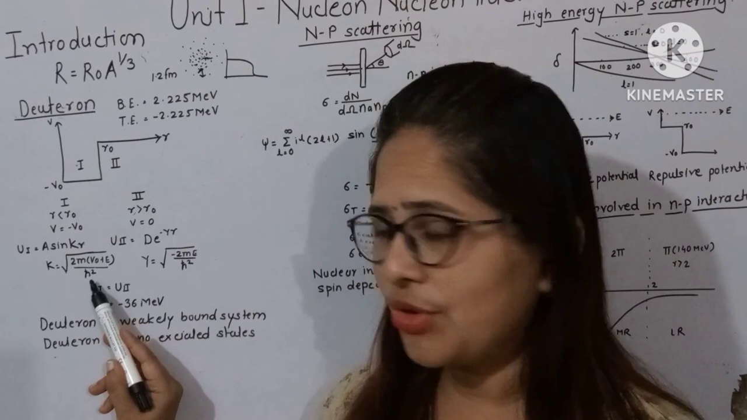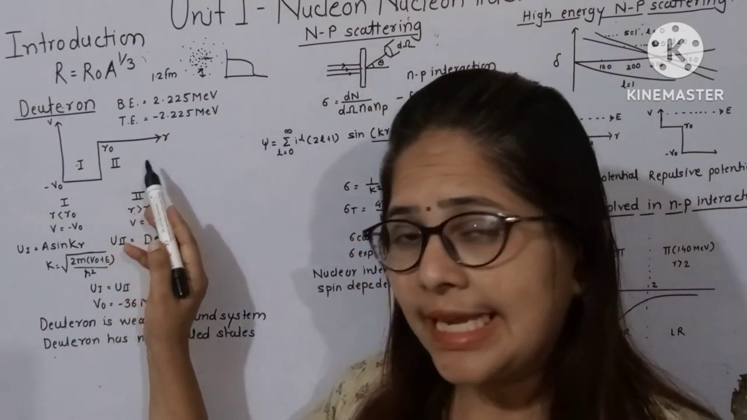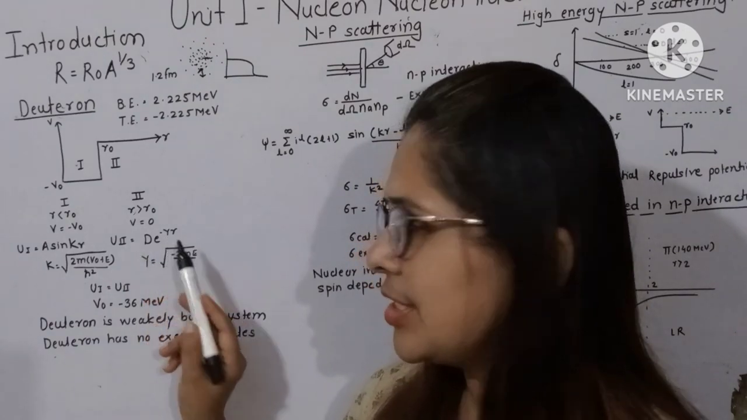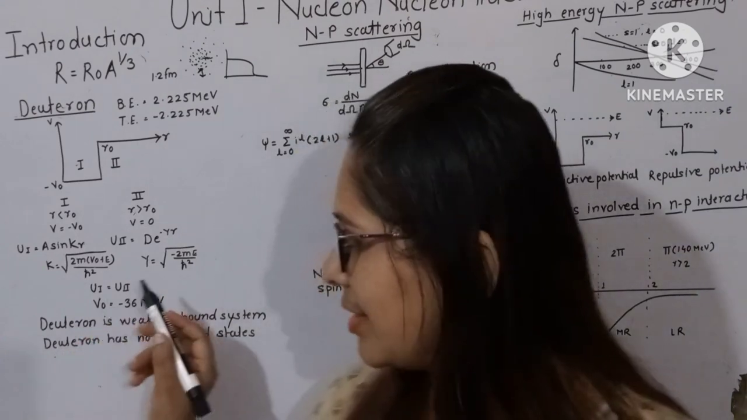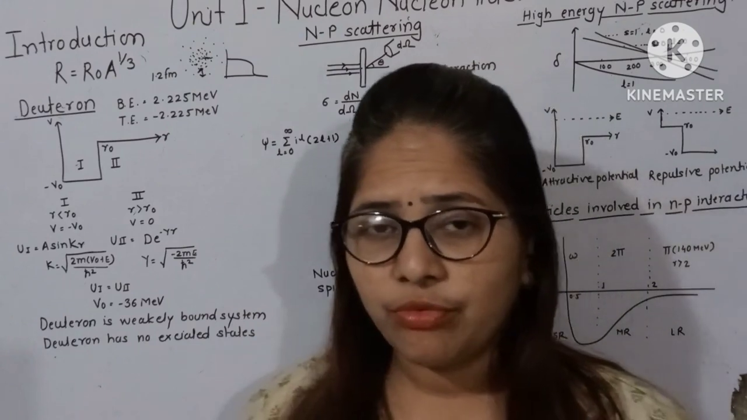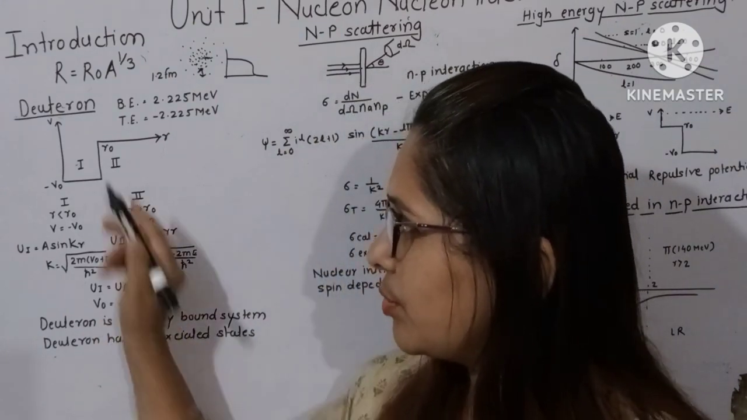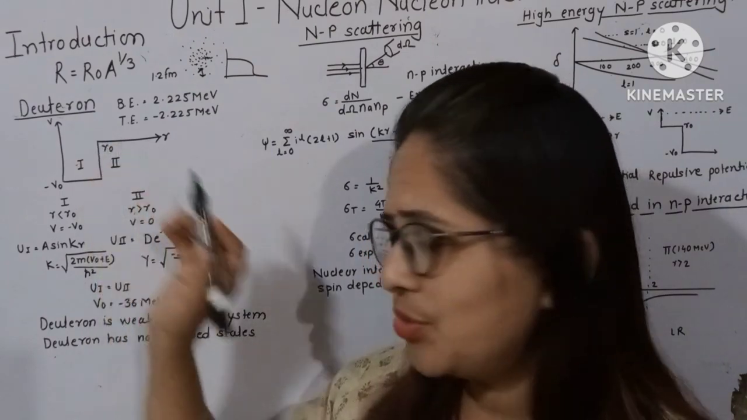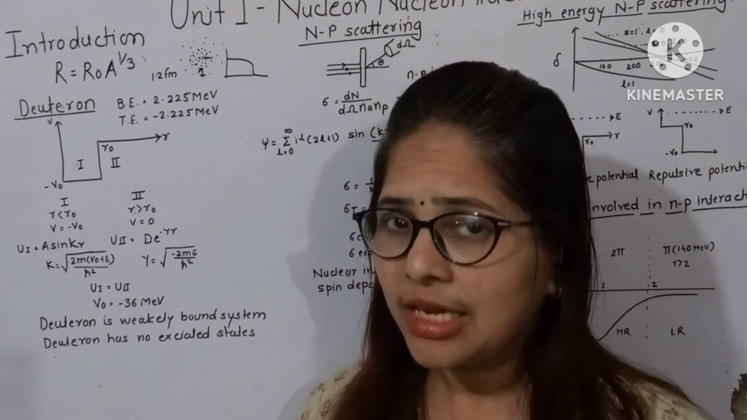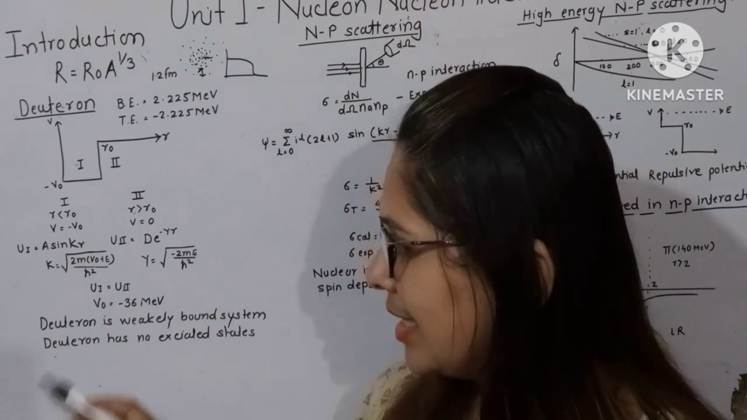plus E) upon h cross square, and similarly the wave function for the second region we have evaluated as u2 is equal to D e raised to minus gamma r, where gamma is the square root of minus 2mE upon h cross square. We have also evaluated the boundary condition where u1 is equal to u2 at r is equal to r naught, and by using all these three equations we have drawn the two conclusions.